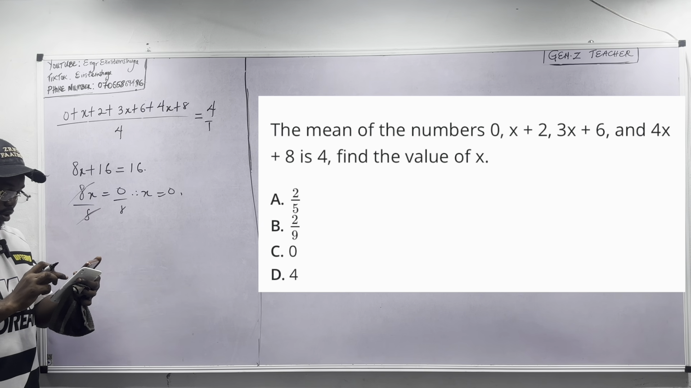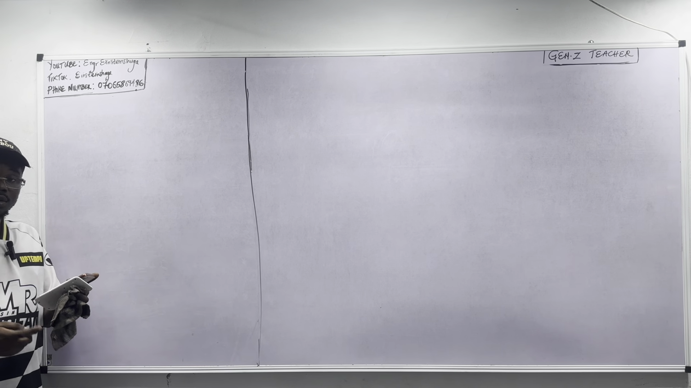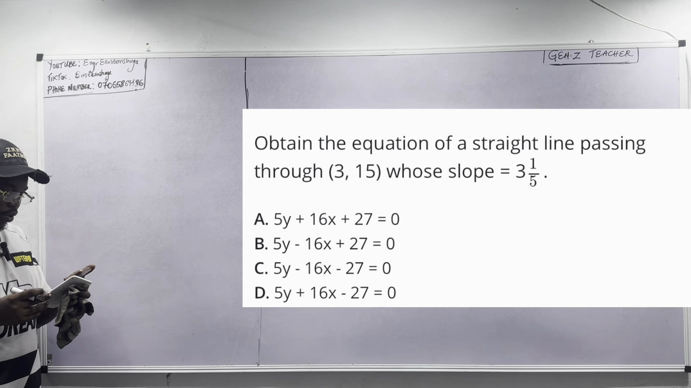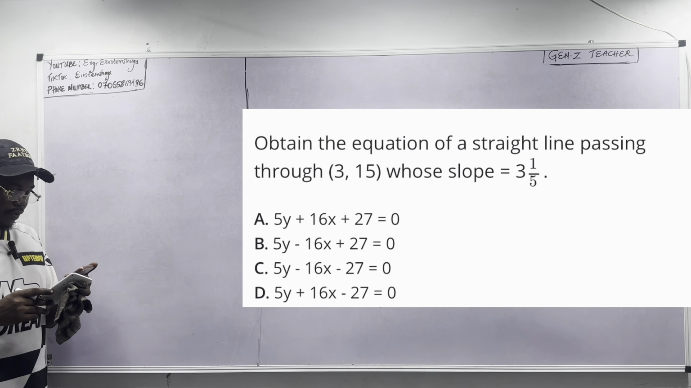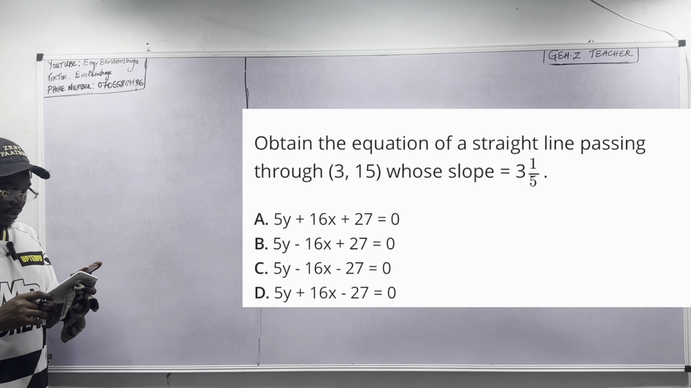X should be equal to 0. Okay. Number 18. Obtain the equation of a straight line passing through (3, 15), whose slope, that's gradient, is 3 whole number 1 over 5.